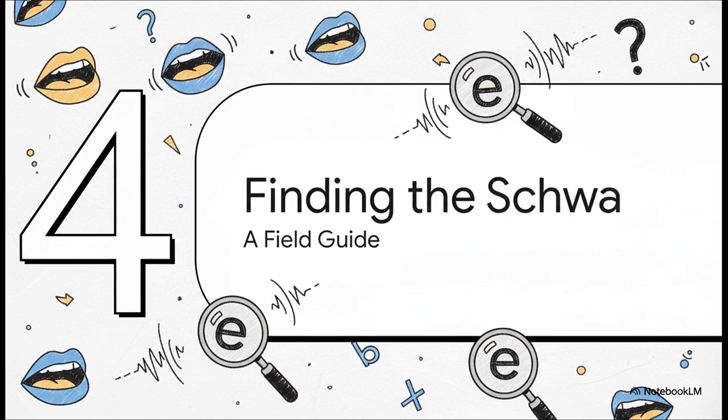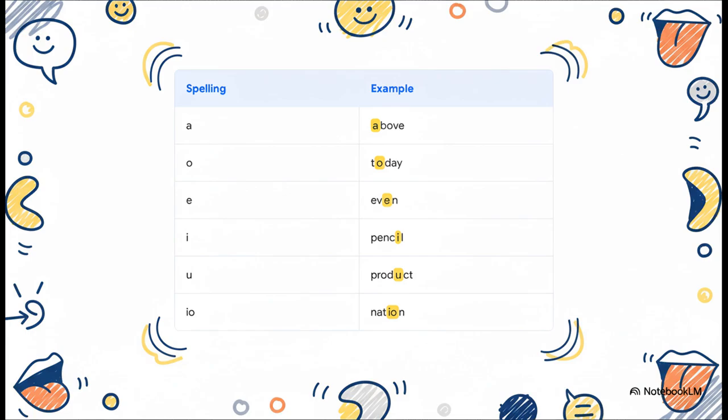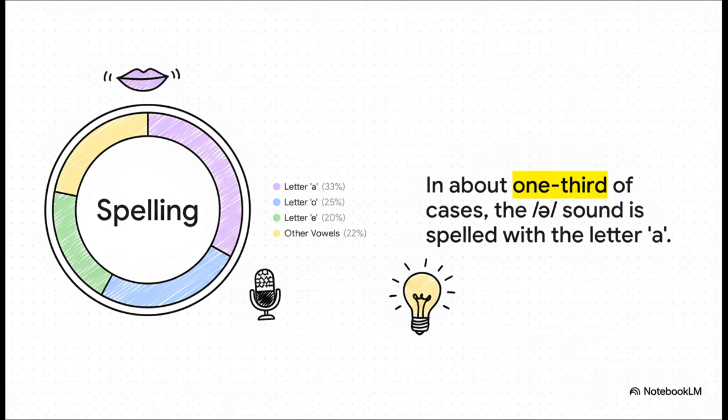In section 4, we're going to put together a little field guide because the schwa can be spelled in some pretty sneaky ways. Now, this is what makes the schwa so tough for a lot of learners. It can be spelled with pretty much any vowel letter. The A in above, the O in today, that I in pencil. They can all make that exact same sound. The only rule that matters, the number one thing to remember, is this. You will only find the schwa in an unstressed syllable. That is your key.